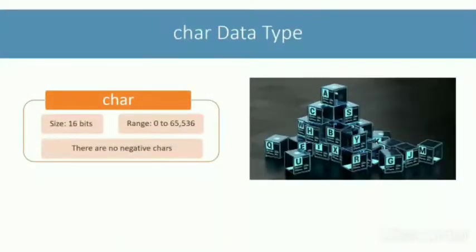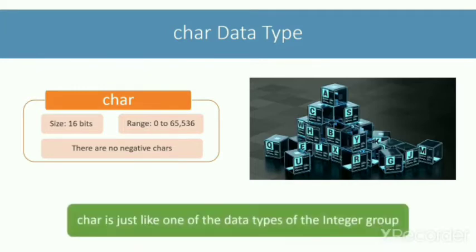Character group has only one primitive data type, char, which is used to store a single character. The size of char is 16 bits and it has a range of 0 to 65,536. There are no negative chars. One thing to note about char is that char is just like one of the data types of the integer group. In fact, in the formal Java language specification, char is referred to as an integral type. What this means is that you can assign a number to a variable which is of char data type. You can also perform arithmetic operations on it. Sounds a bit confusing? Let's look at a BlueJ program which should make things clear.